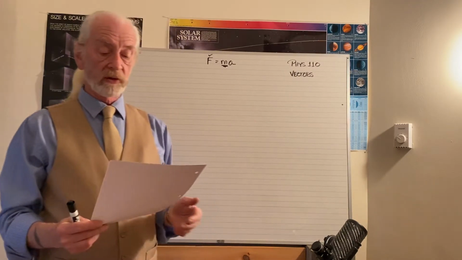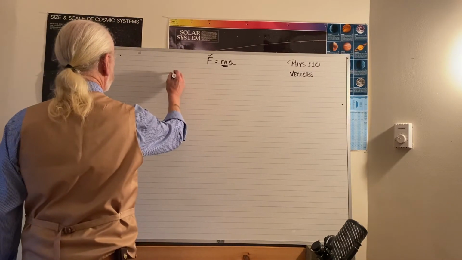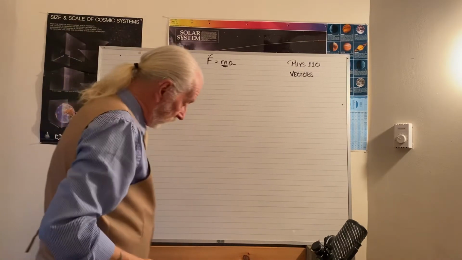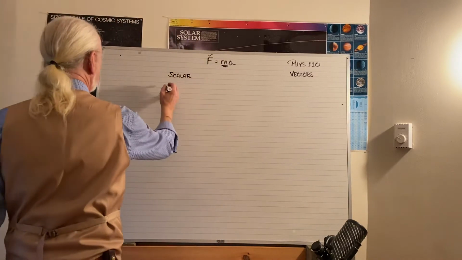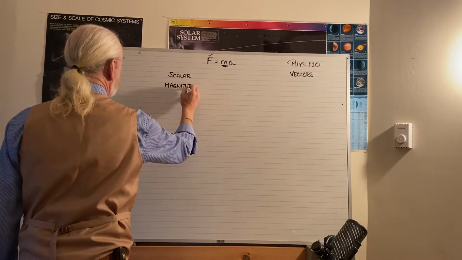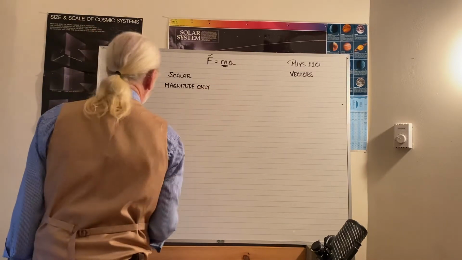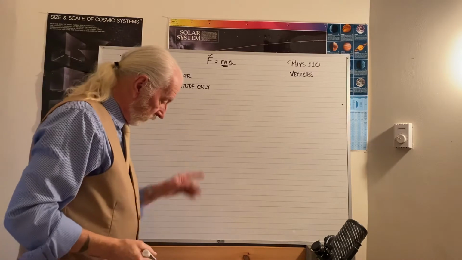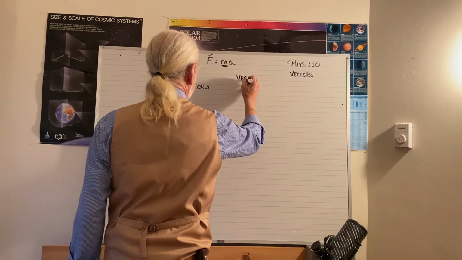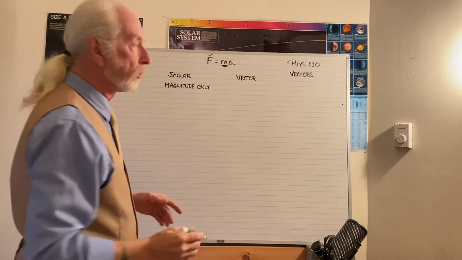There are two types of measurements that we use in physics. They are scalar measures. Scalar measures indicate magnitude only. Number two, vector measures. They indicate magnitude and direction.